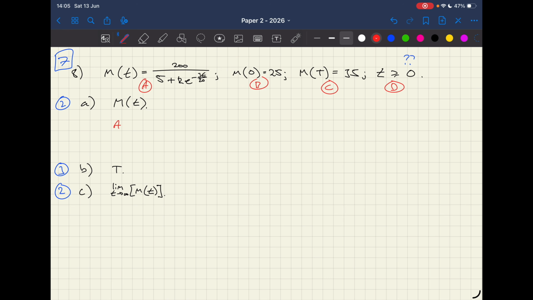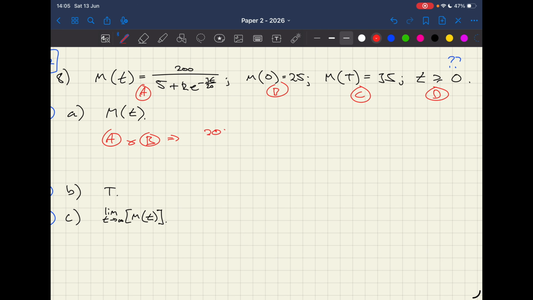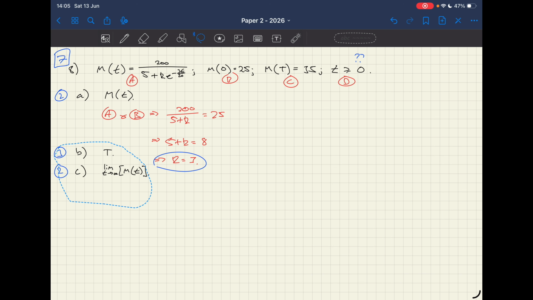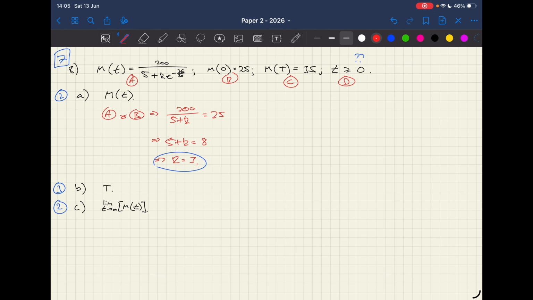So let's take A and B together. What do they tell us? Well, we can therefore write this expression, 200 over 5 plus k, e to the 0 is just 1. So it's going to be just 5 plus k. That should equal 25. So let's swap that 5 plus k and 25 over. 5 plus k is 200 over 25, which is 8. So k will be 3. That's good. Let's just move this down a little bit and rewrite our model.